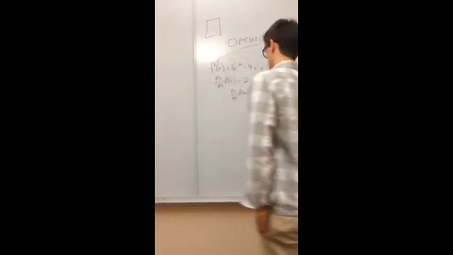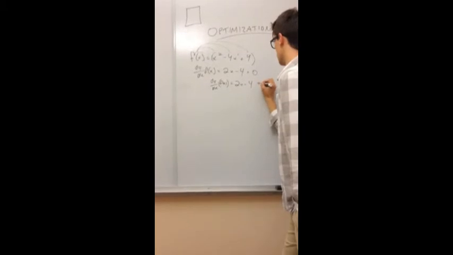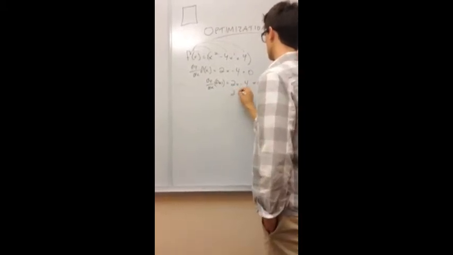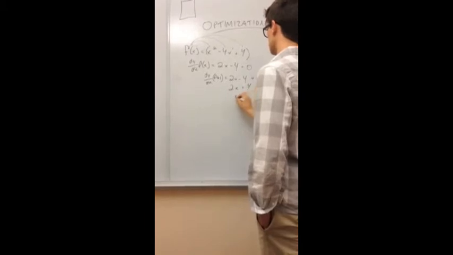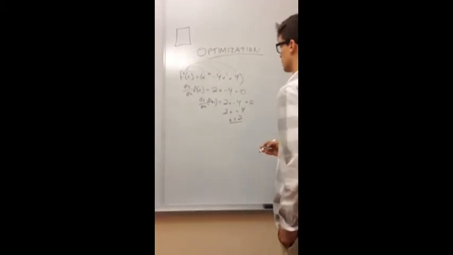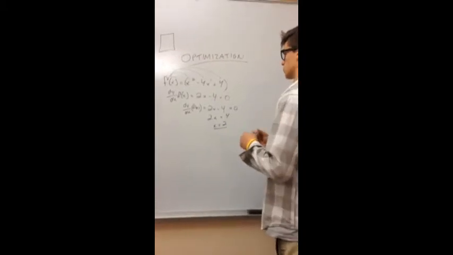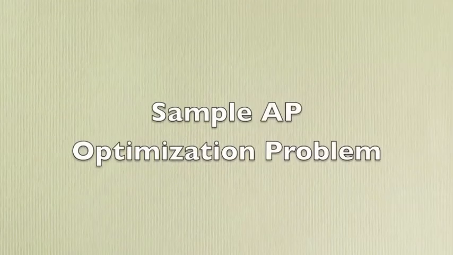So come on this side, make it equal to 0. 2x equals 4, and then x equals 2. So now we can call x equals 2 our critical point, because that is where the derivative equals 0.